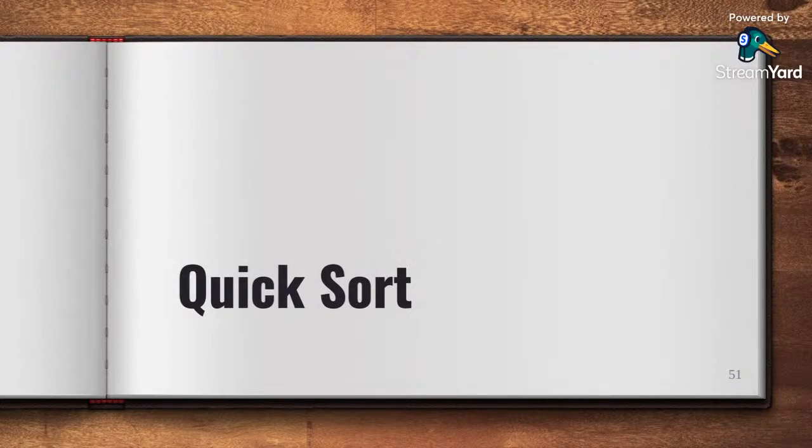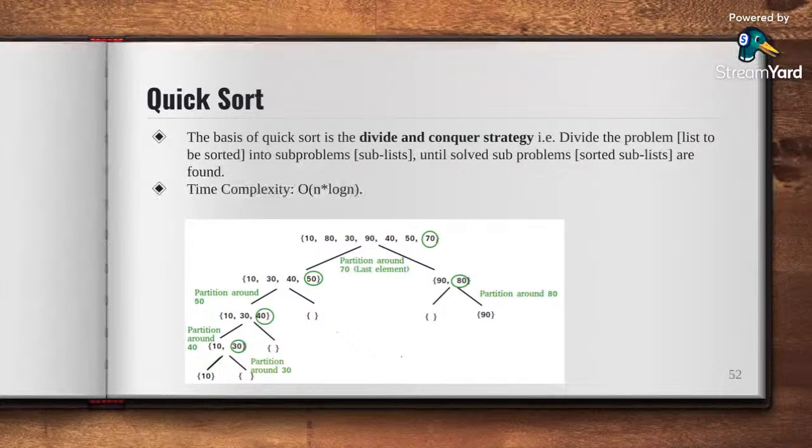Quick sort. The basis of quick sort is the divide and conquer strategy. Divide the problem, the list to be sorted, into sub-problems, sub-lists, until the solved sub-problems, which are sorted sub-lists, are found. Time complexity is O(n log n).